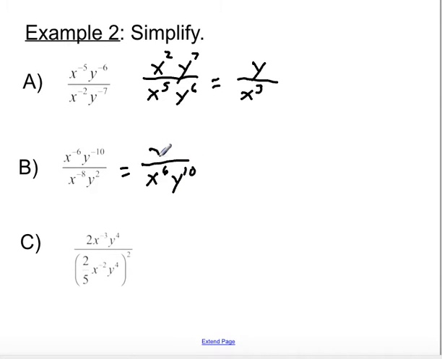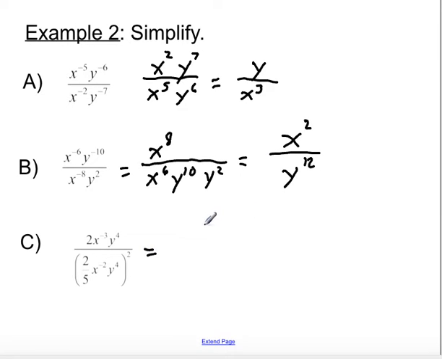X to the negative 8 flips up, becomes x to the 8th. Notice you're not going to flip up that y to the 2nd because it's a positive exponent. You're going to leave it down there in the denominator. So down here in the denominator, if I combine my y's, 10 plus 2 is 12, so I get y to the 12th. Up here in my numerator, if I combine my x's, x to the 8th divided by x to the 6 becomes x to the 8 minus 6, and 8 minus 6 is 2. There's more of them up here in the numerator, so it's x to the 2nd up there.